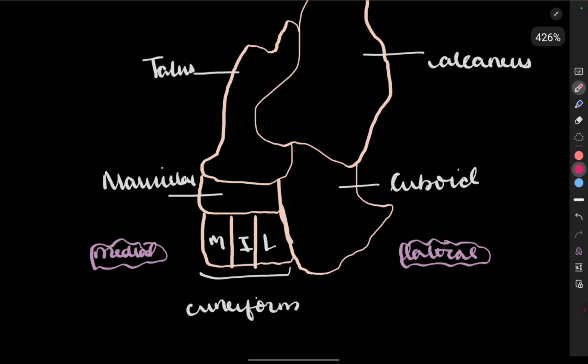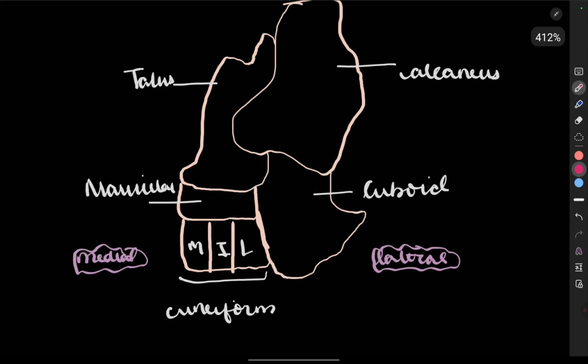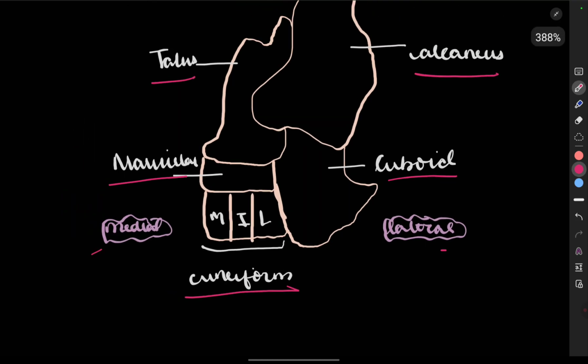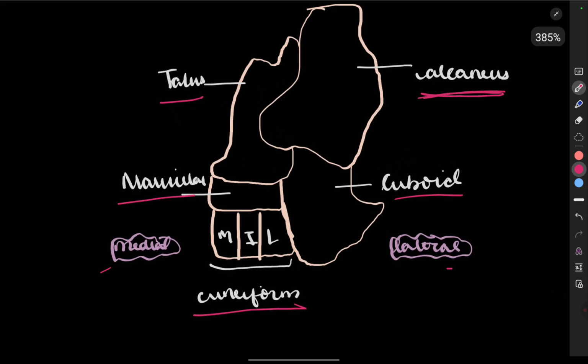And the bones: there are several tarsal bones, that is the calcaneus, the talus, cuboid, navicular, medial cuneiform, intermediate cuneiform and the lateral cuneiform. So this is on the medial side and this is on the lateral side, of course. The calcaneus is longer, it is bigger.